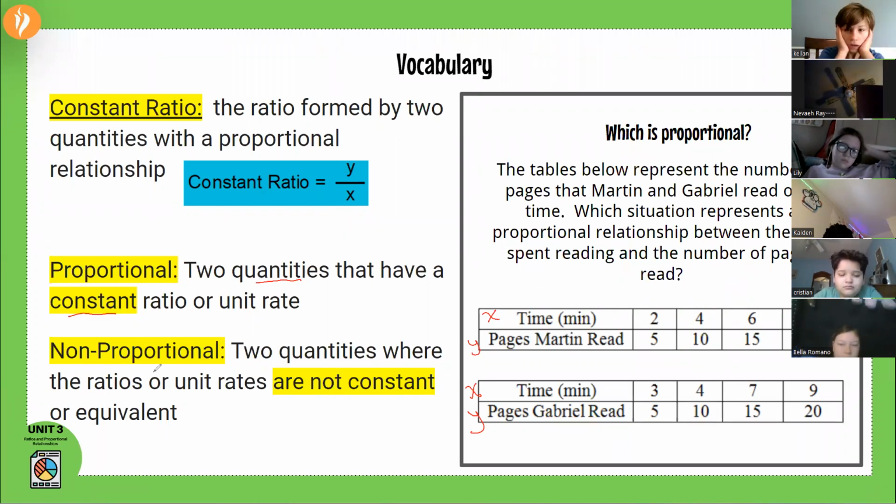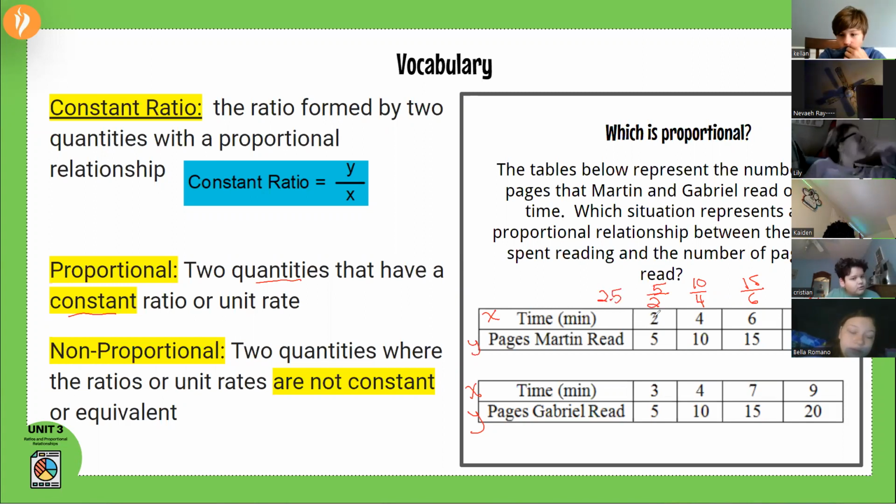If it's not proportional, that means sometimes when you divide Y by X, for any one of them, you could get a different number. For example, let's do Y divided by X. So Martin read 5 pages in 2 hours. He read 10 pages in 4 hours. He read 15 pages in 6 hours, and he read 20 pages in 8 hours. So I know that 5 divided by 2 is 2.5.